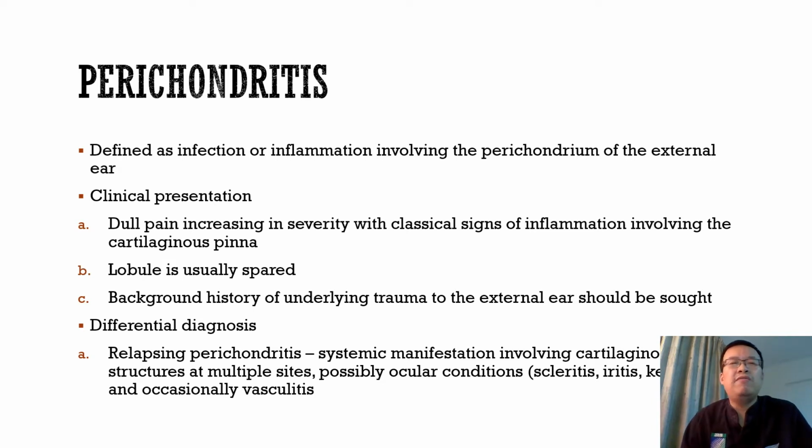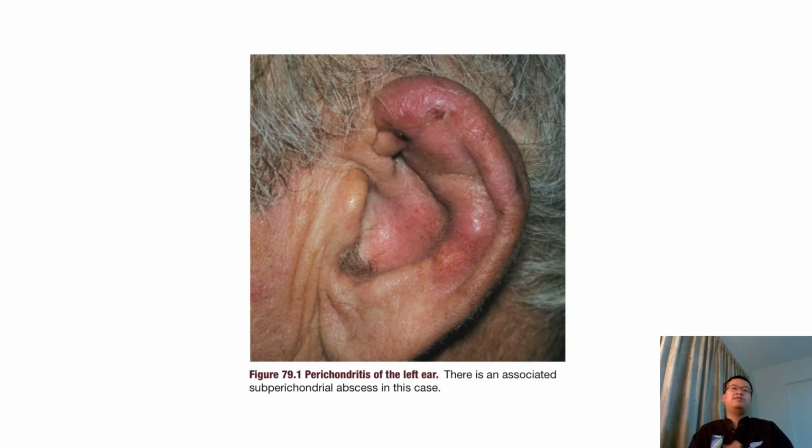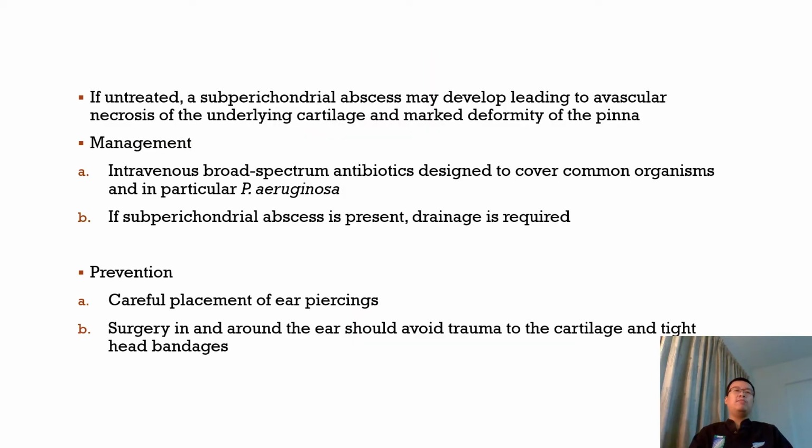Perichondritis itself is localized, while relapsing is systemic and may involve cartilage structures in multiple sites, ocular conditions, as well as vasculitis. So this is a perichondritis. If you look above there, you can see that there's possible abscess formation, a subperichondrial abscess. Let's look at it. If the perichondritis is untreated, the abscess will form, and this may lead to avascular necrosis of the underlying cartilage, and again deformity, the cauliflower ear in the pinna, or even worse.